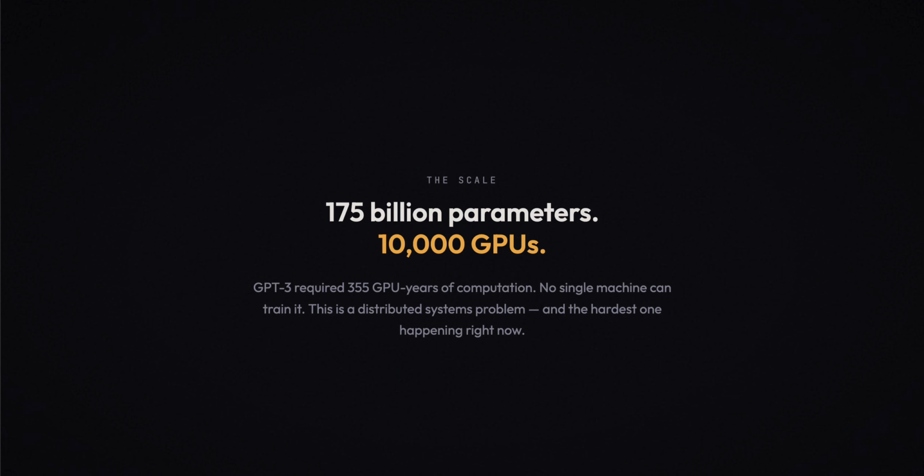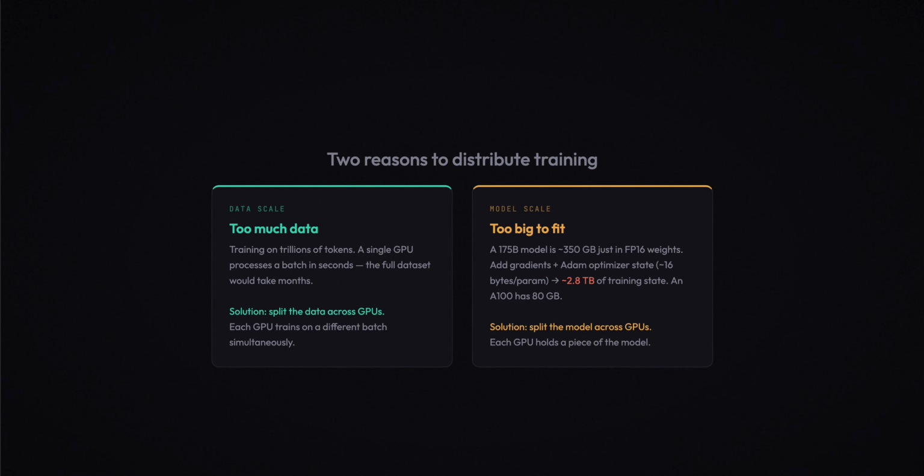There are two reasons to distribute training: data scale. Modern models train on trillions of tokens. A single GPU processes one batch in a few seconds. The full dataset would take months on one device. The solution: split the data across GPUs. Each one trains on a different batch simultaneously.